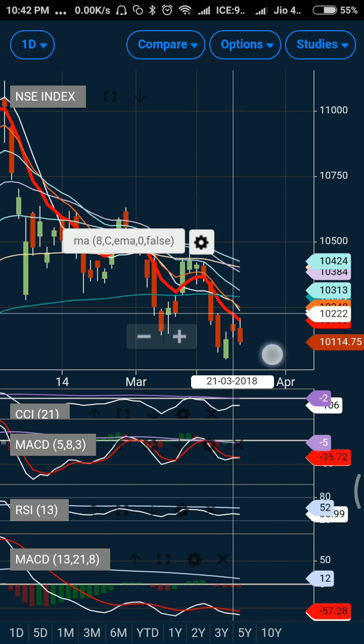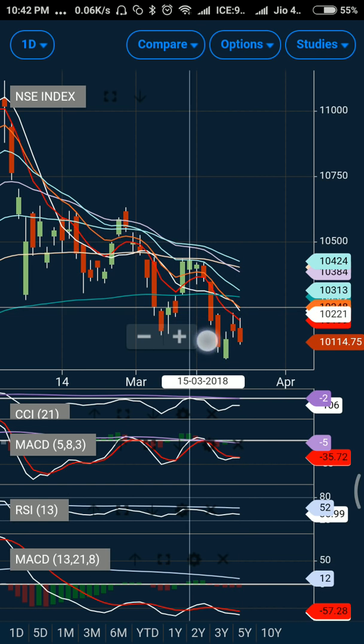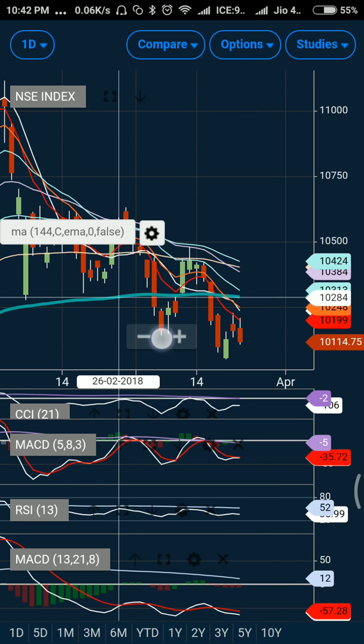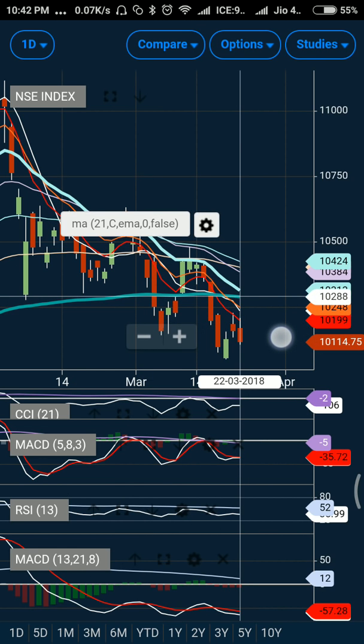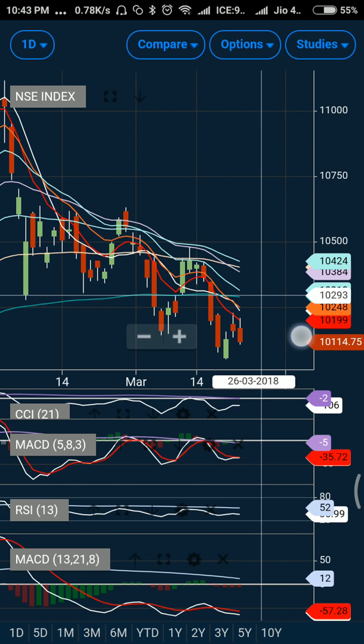if the market was able to close above the 8 days exponential moving average, then we can see the next resistance at the 144 days exponential moving average, which is coinciding with the level of 10,300. So now it is also going down to the 10,090 kind of level.